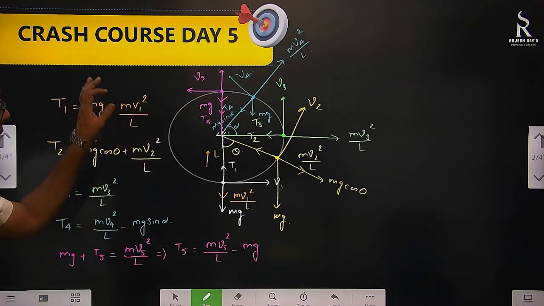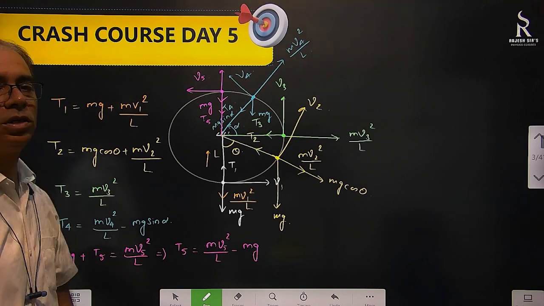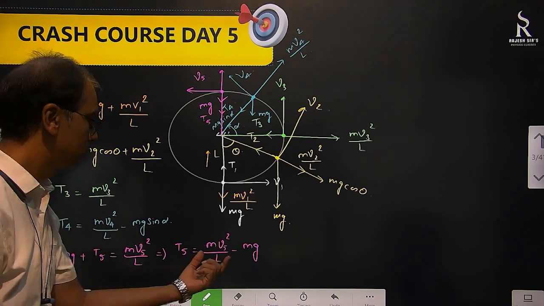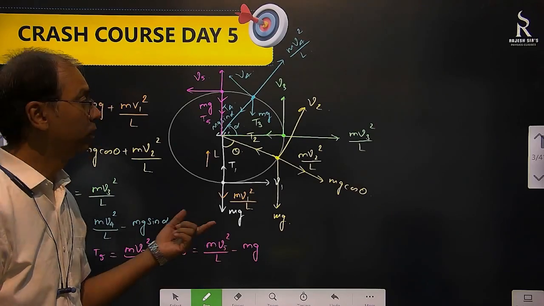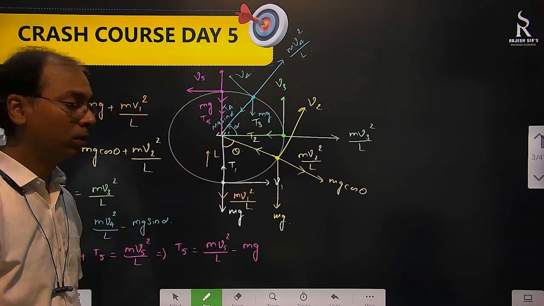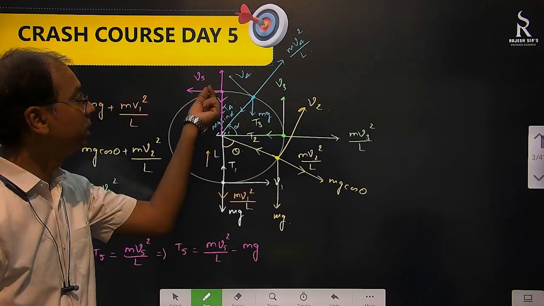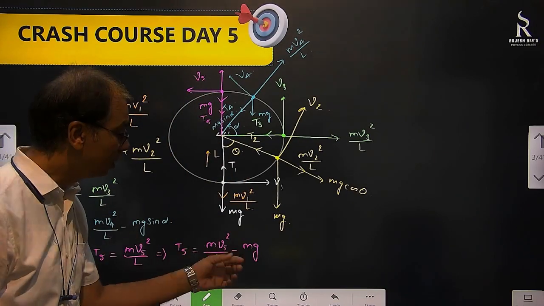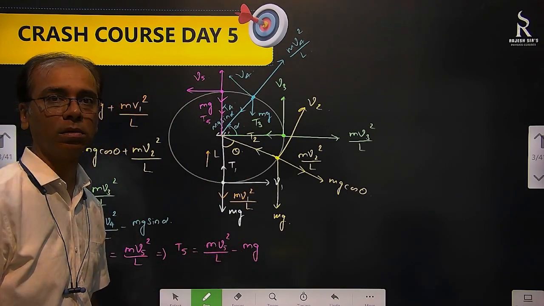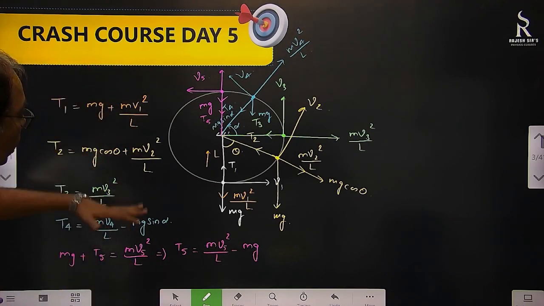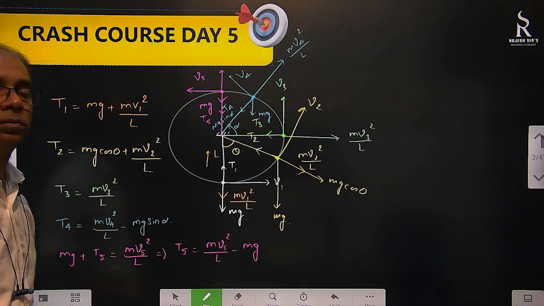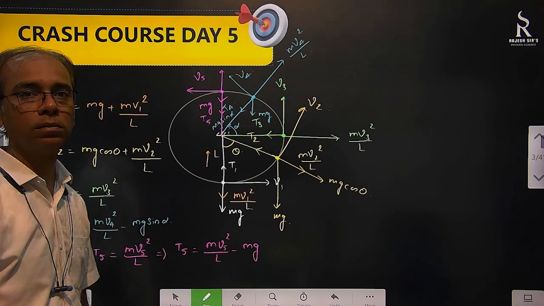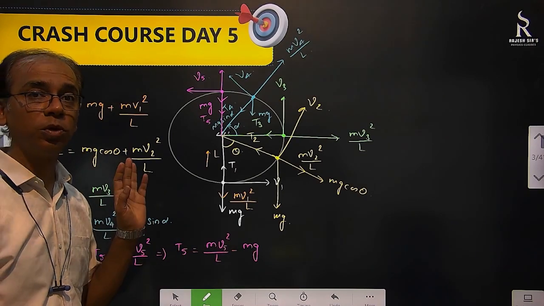So out of 5 positions, where is tension minimum? Topmost point. Why? Because v5 is minimum. We know that velocity here is minimum, so centrifugal force also is minimum at the topmost point, and from there your entire weight you are subtracting. In nowhere else have you taken the entire weight. You see that? Some component, some component. So here the entire weight you are subtracting. So tension at the topmost point is minimum.